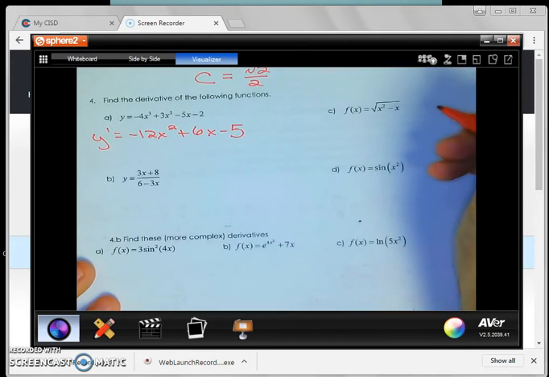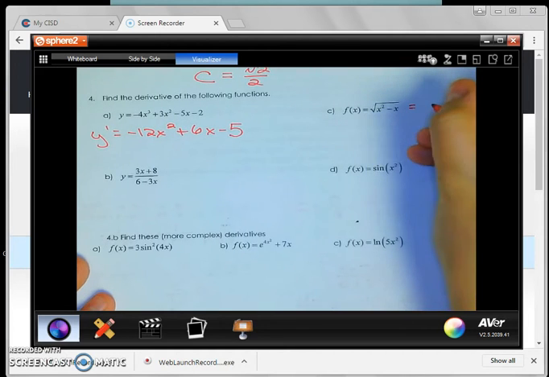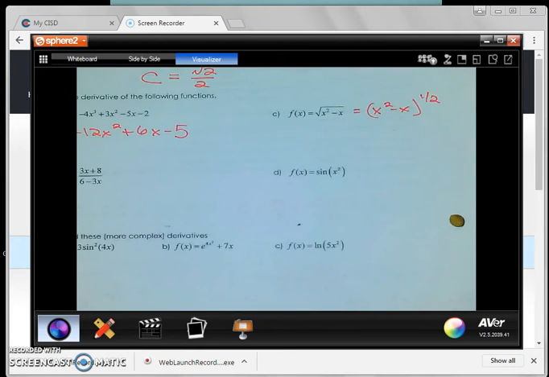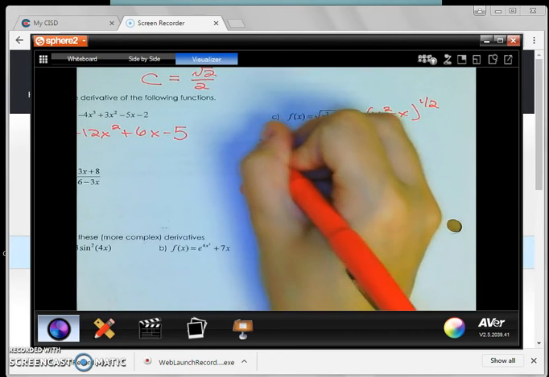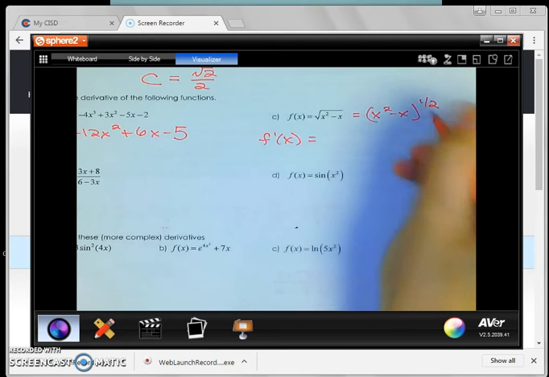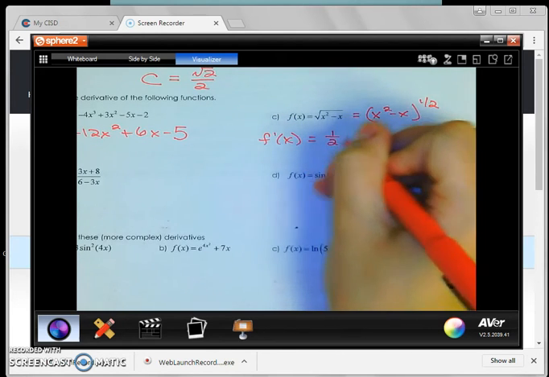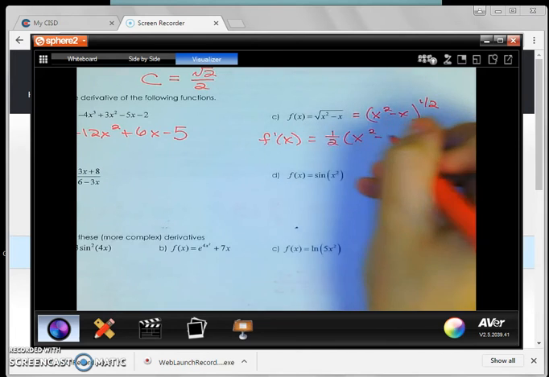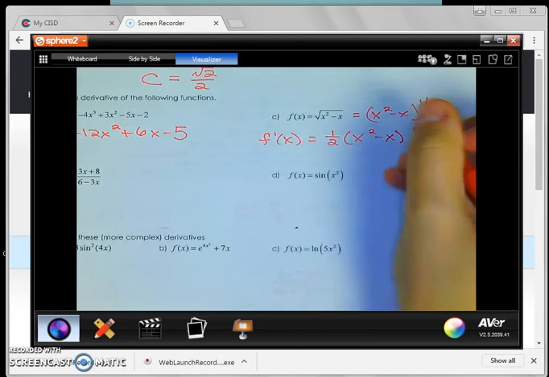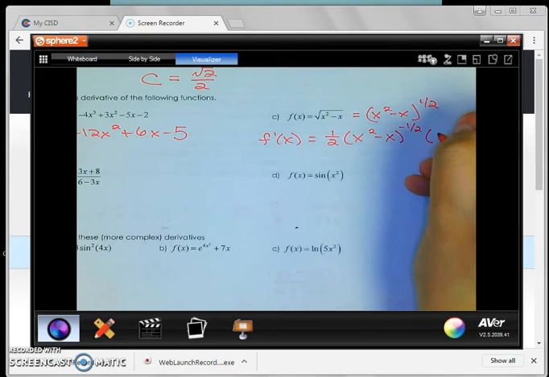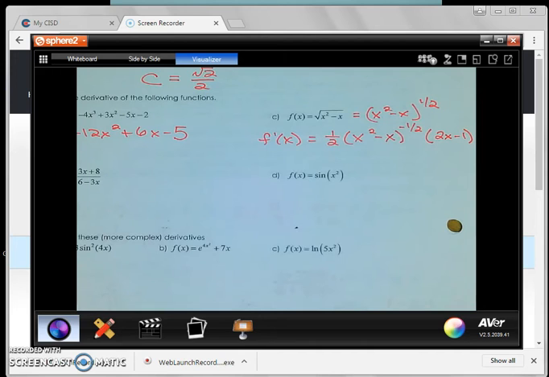And for this one, I would just rewrite it. This is equivalent to x squared minus x raised to the 1/2 power, and then it becomes a chain rule. Okay, so f prime of x, this comes out front. Copy the variable. Decrease the exponent by 1, so that goes to the negative 1/2. And now I multiply it by the derivative of the inside, so that's 2x minus 1. Okay, and that would be your safe stop.